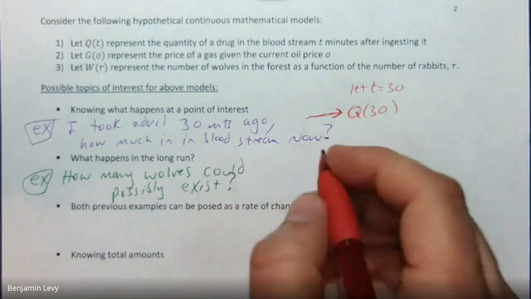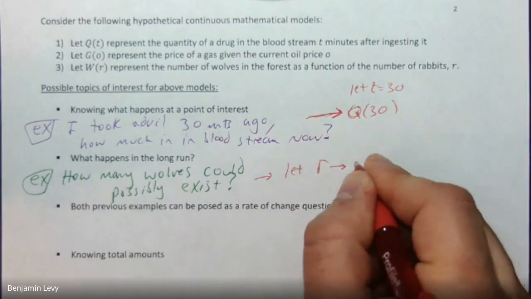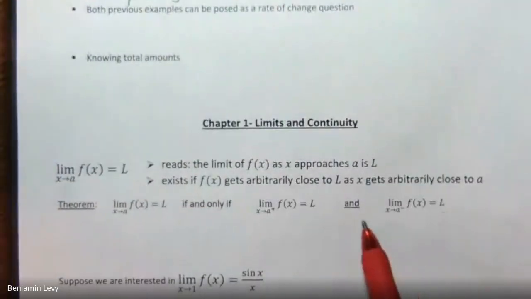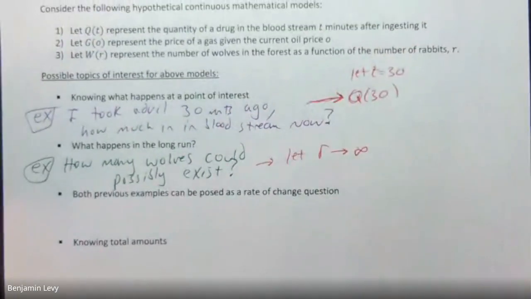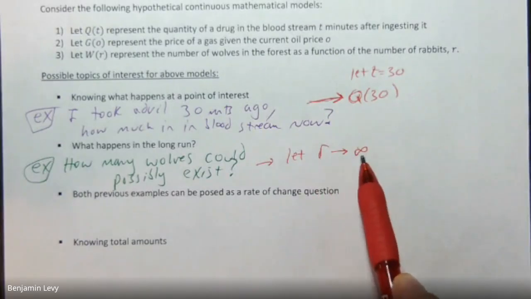And thinking about how many wolves could possibly exist, we would want to let the rabbits go to infinity. So this is some notation we'll see. You can actually see it right down at the bottom of the page here. We'll see that notation in just a second. This means let R get really big. Let the number of rabbits go to infinity.